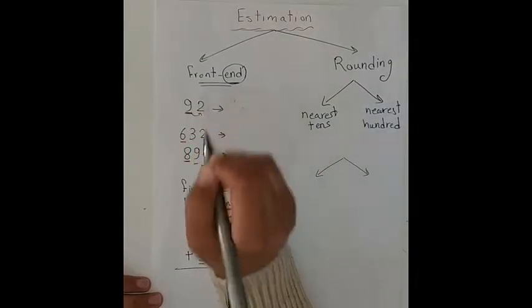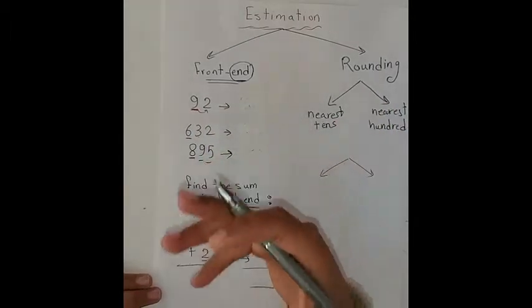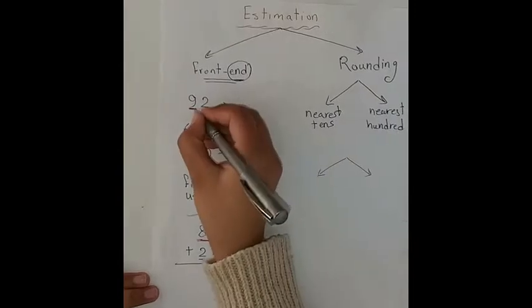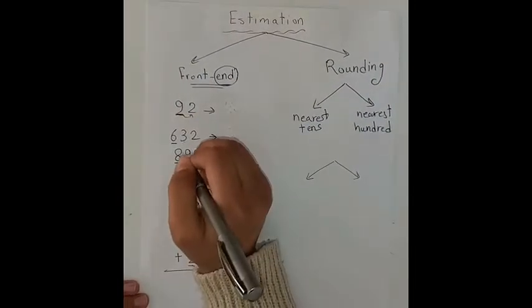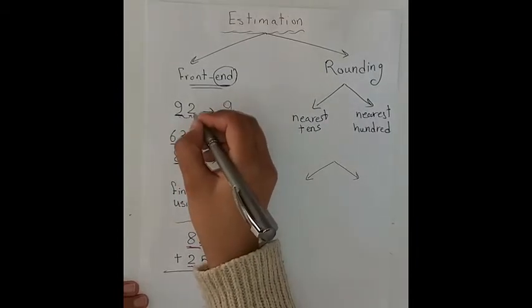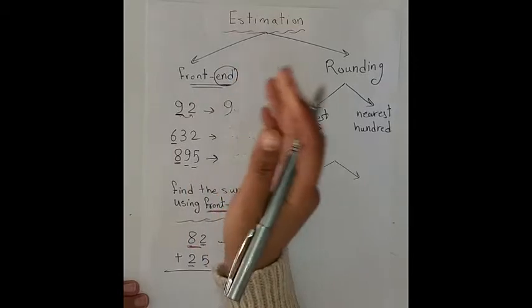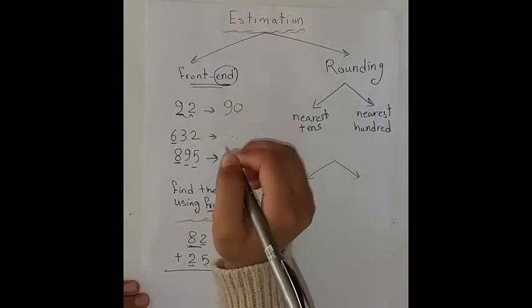If I have 92, where is the end of the number? Or where is the biggest place value? The biggest place value is 9, or the last digit is 9. So I write 9 over here and replace the rest of the digits with 0. I replace 2 with 0.